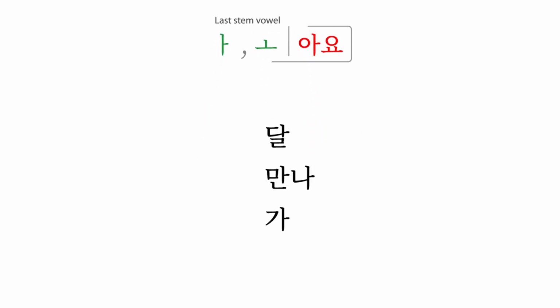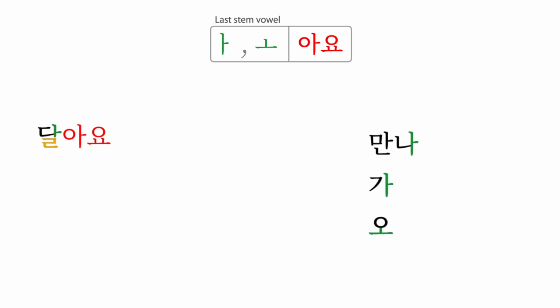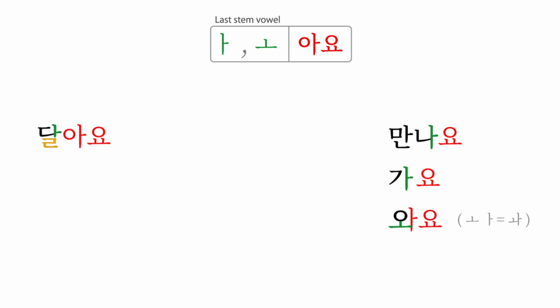The following stems end with 아 or 오 vowel. So we know that we need to use 아요. Next, we check if the stem ends with a consonant or a vowel. If the stem ends with a consonant, we simply add 아요, 달아요, but if the stem ends with a vowel, we either add only 요, or we combine the two vowels. 만나요, 가요, 와요.